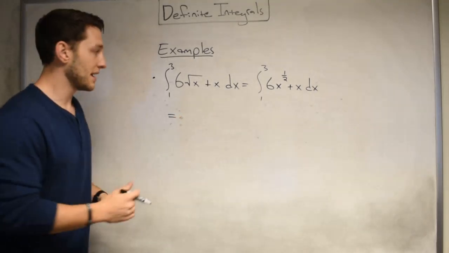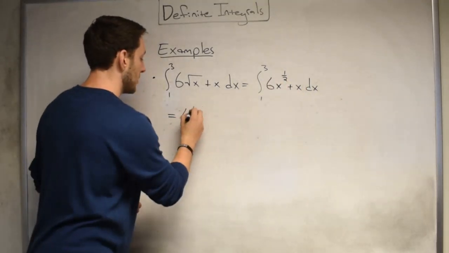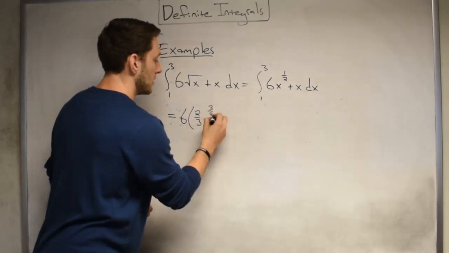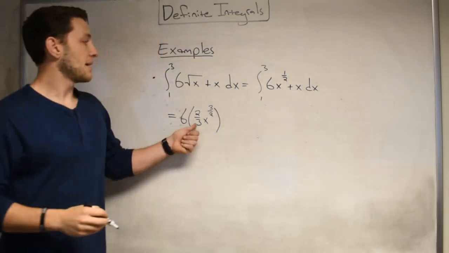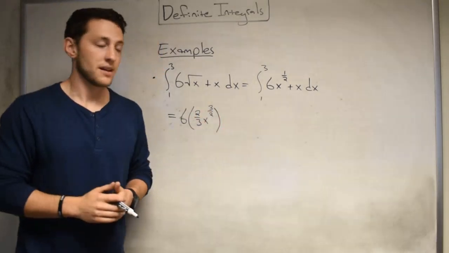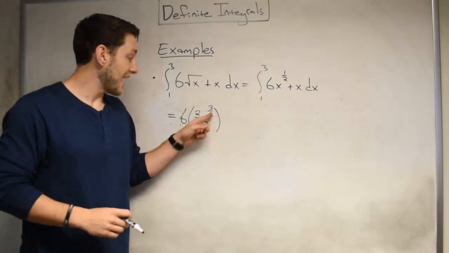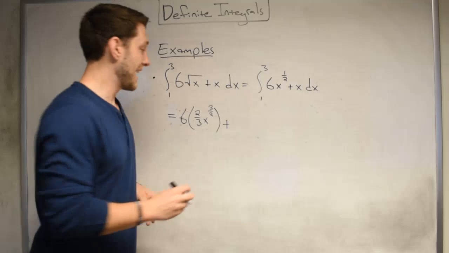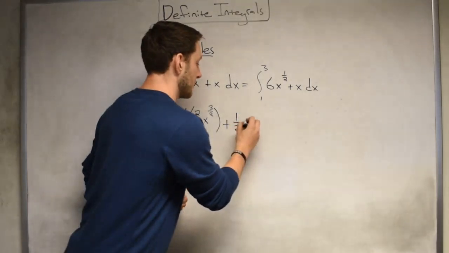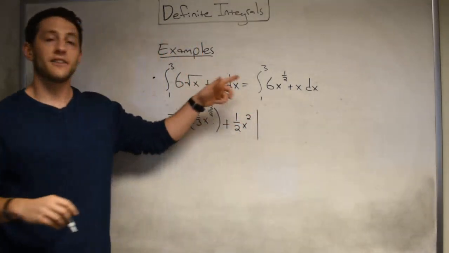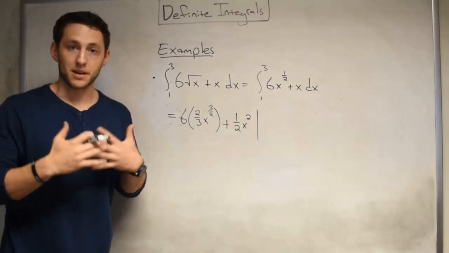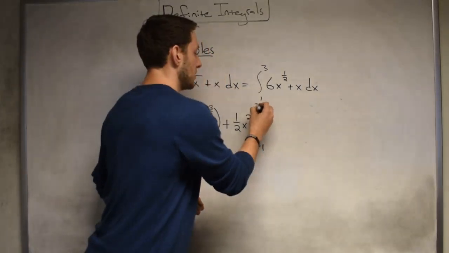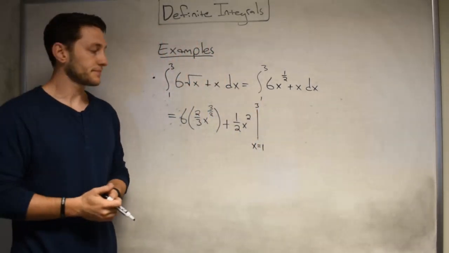The antiderivative of this, if we add 1 to the power and divide by the power we landed on, will be 6 times 2/3 x to the 3/2. And remember, this 2/3 comes from 1 divided by 3/2. More simply, the integral of just x is 1/2 x squared. Now with a definite integral, we do not include the plus c because it will drop out later, and we just throw in the evaluation bars, from x equals 1 to 3.